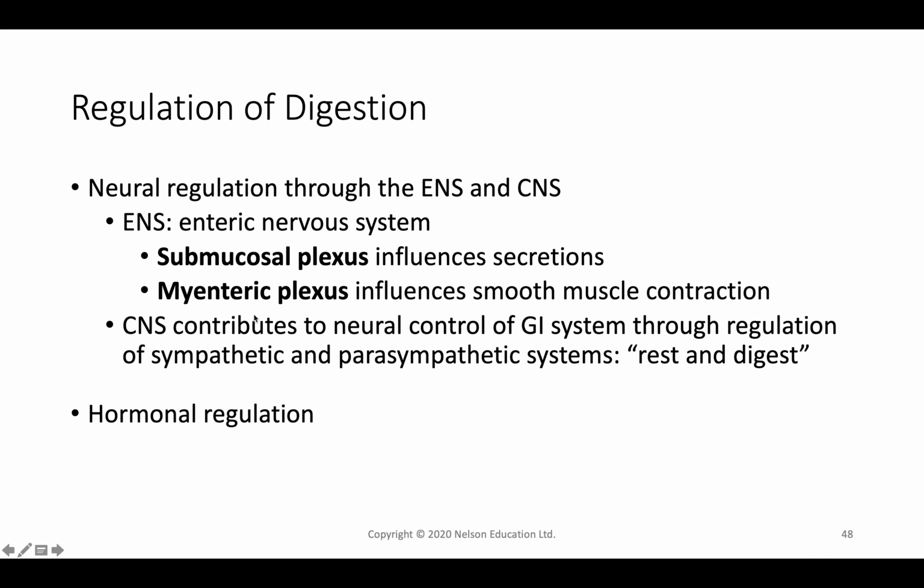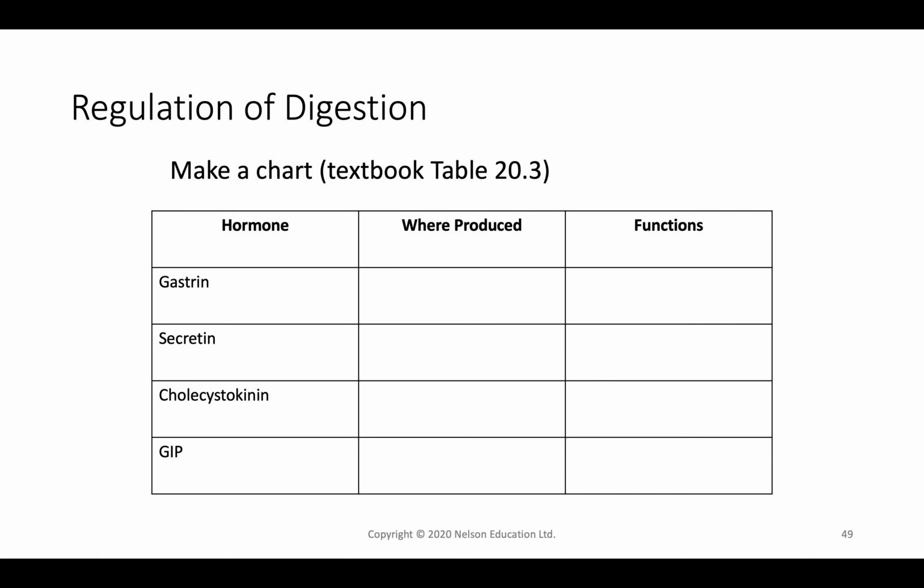And the central nervous system is going to contribute to the neuronal control of the gastrointestinal system through regulation of either sympathetic or parasympathetic systems. Remember, sympathetic is going to be fight or flight, and parasympathetic is going to be rest and digest. So under the parasympathetic control, the gastrointestinal system is going to be upregulated. But if you get a really good scare that sends a bunch of adrenaline through your body, the gastrointestinal system can be downregulated so that you can focus on fight or flight. And a hormonal regulation can also be involved in the regulation of digestion.